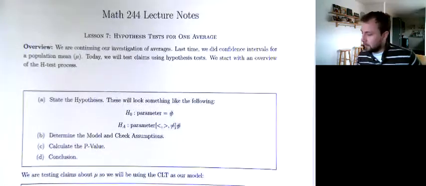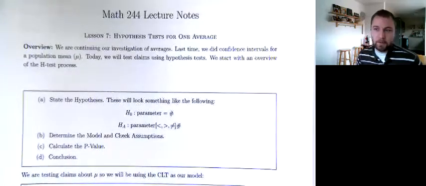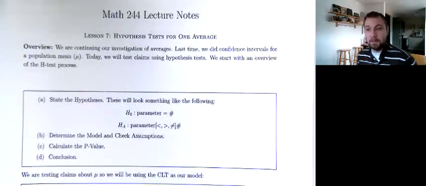This is lesson 7 on hypothesis test for one average. Last time we looked at creating confidence intervals for averages. So today we're going to look at the other side of that, being able to test claims. And as a reminder, we always have the same 4-step process when we're testing claims.